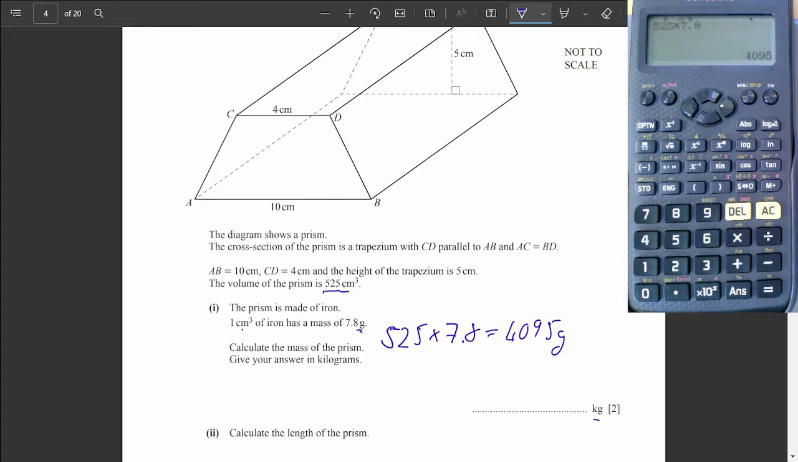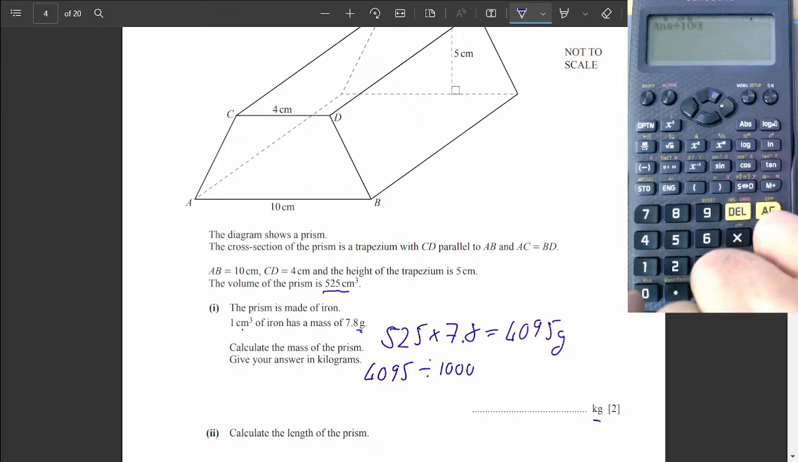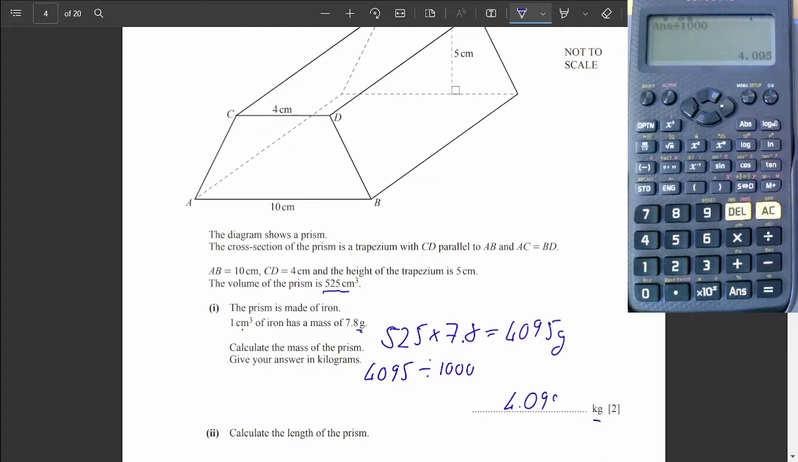And as you can see, they wanted kilograms. So to convert it to kilograms, remember to convert from grams to kilograms. Kilo meaning 1,000. You just divide that by 1,000. And there we go. 4.095. Don't round this answer because it's already exact. Make sure your handwriting is clear.